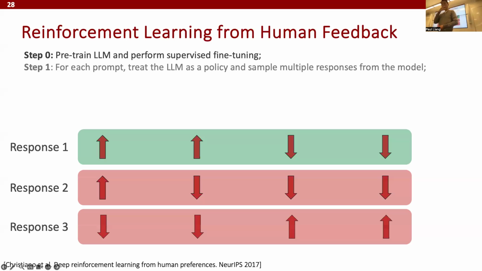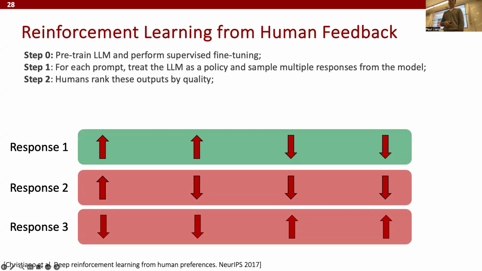And then in step 1, this is when the RL-based alignment comes in. For each prompt, you're going to treat the LLM as the policy. So the policy outputs actions given states. It's just that now it's outputting sequences of words given states, which are your prompts and the previous words that you've generated. So you can view the LLM as a policy, and you will sample multiple responses from the model. So this could be one response, another response, another response. Same as what we saw for the ping pong game.